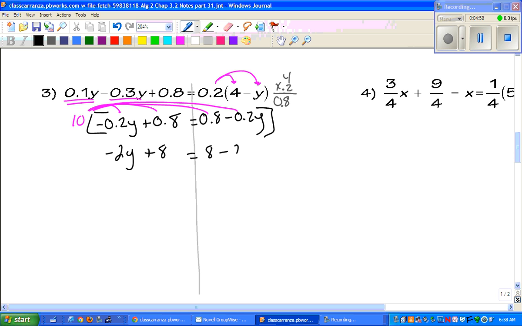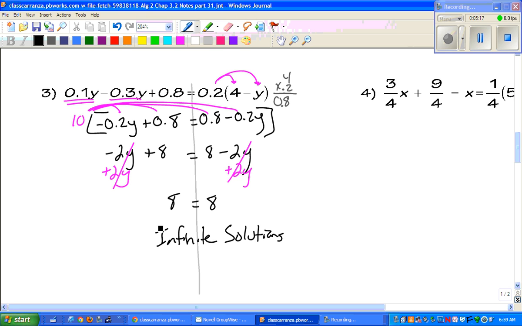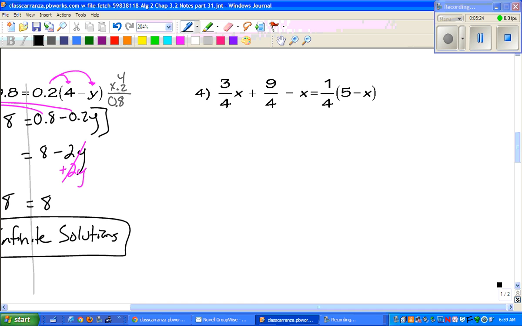equals 8 minus 2y. Get your variables on one side, so I'm going to add the 2y. Those cancel. I add the 2y. Oh look, those cancel. And we're left with 8 equals 8, and that is infinite solutions. All right, let's scroll on over to the next one.